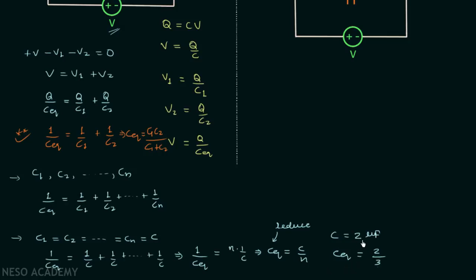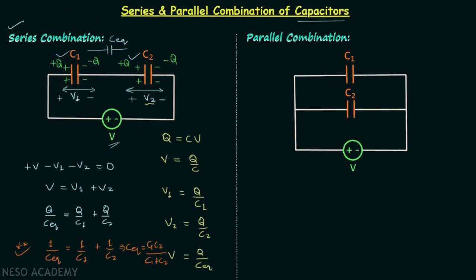So compared to 2 microfarad, 2 over 3 microfarad is less. So the capacitance reduces when we have series combination of capacitors. Now we will move on to the parallel combination of capacitors.